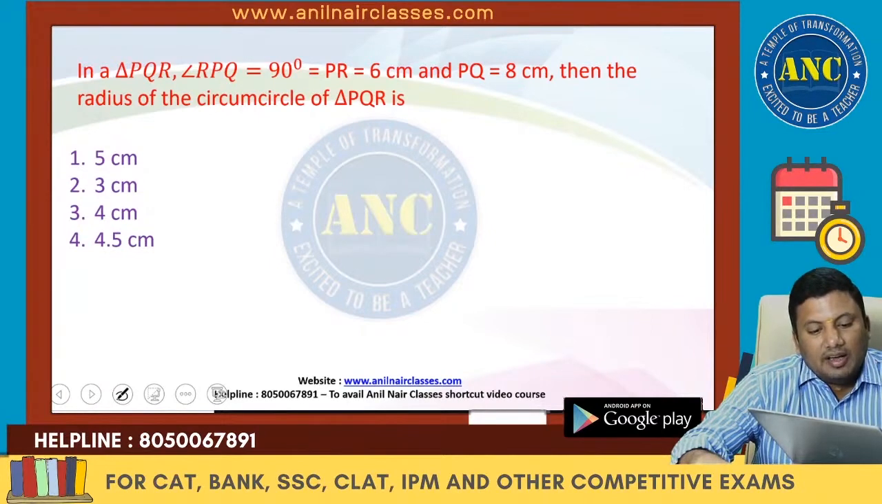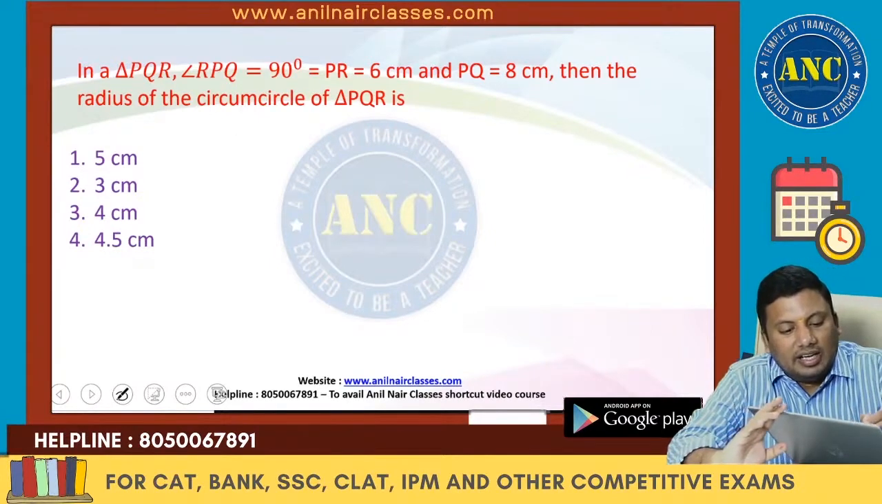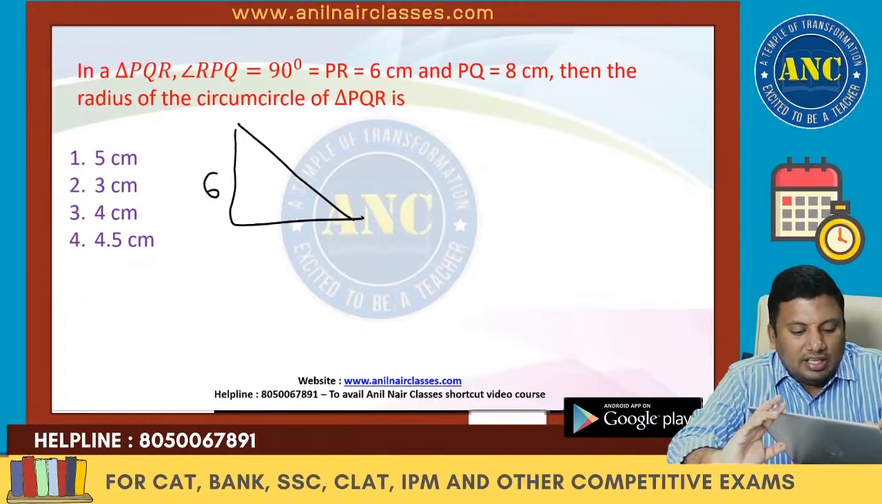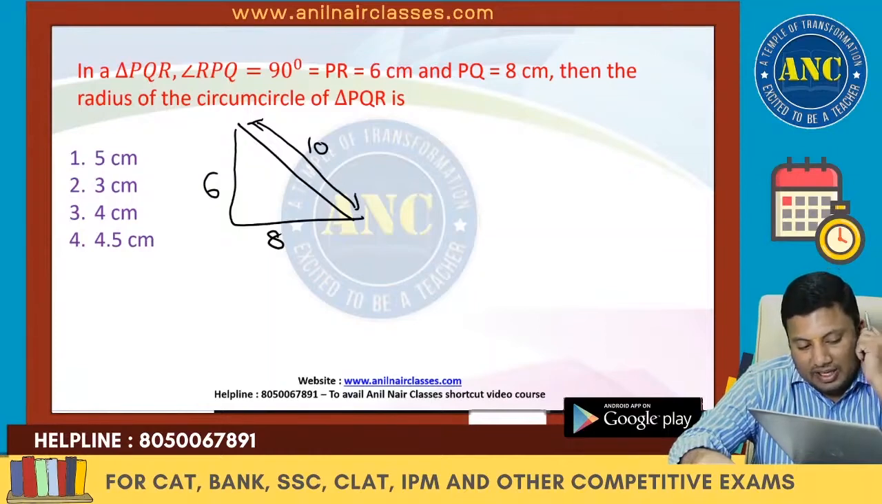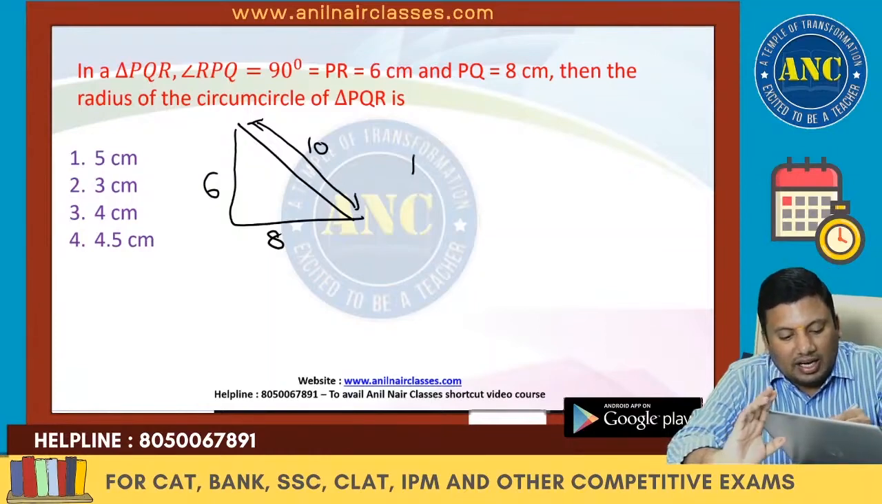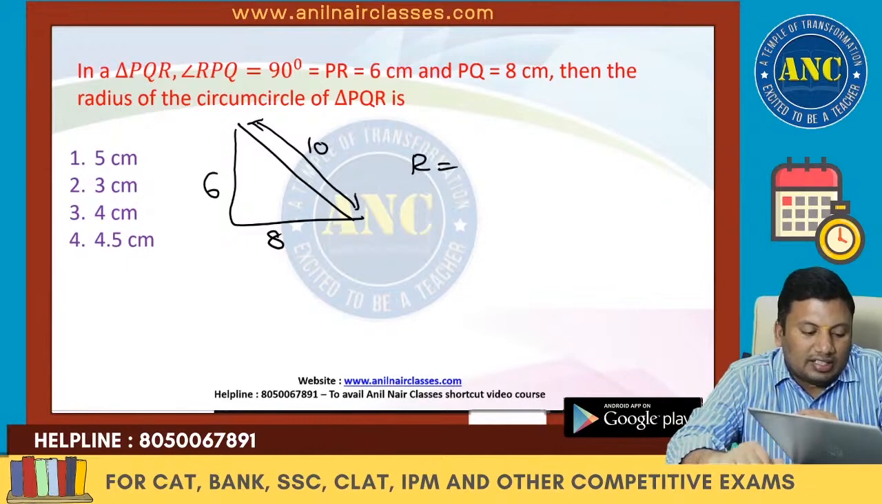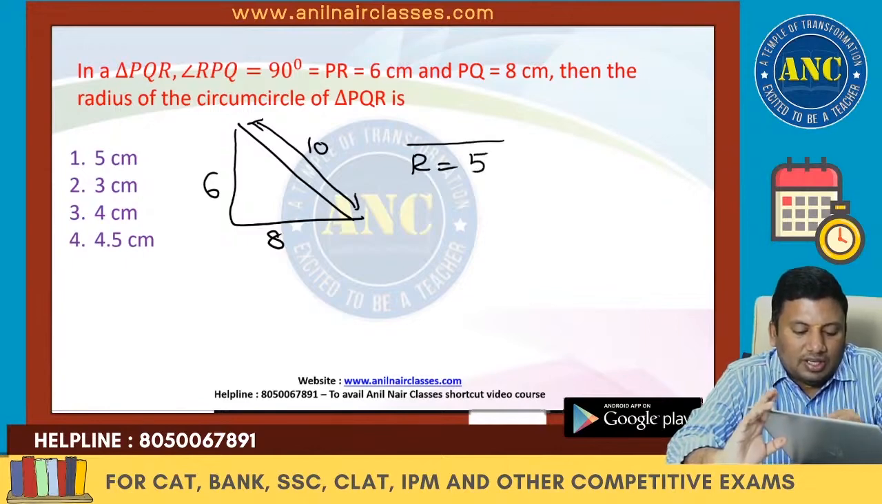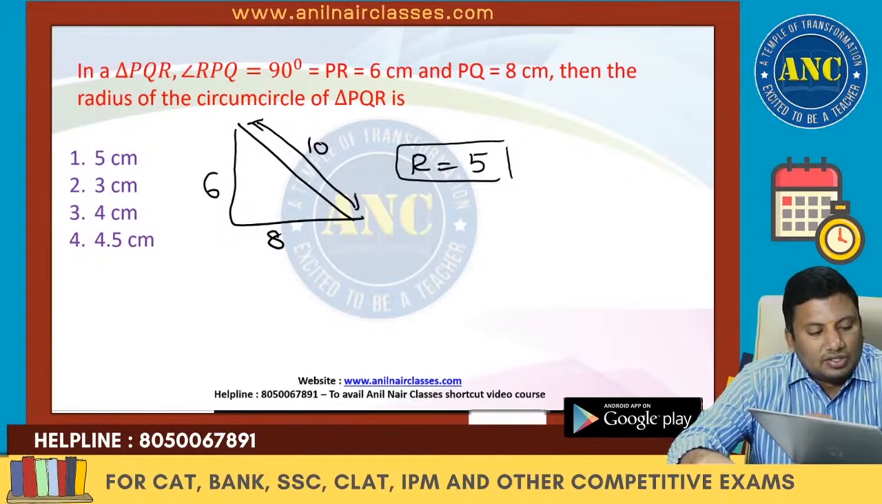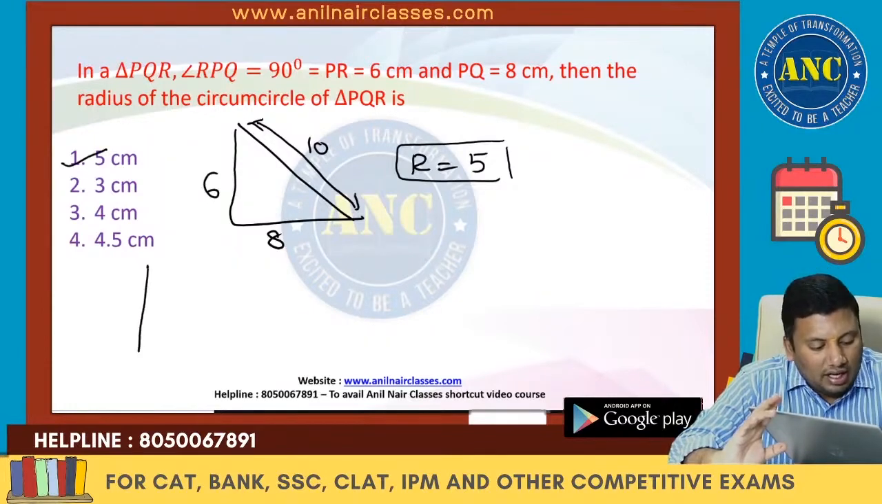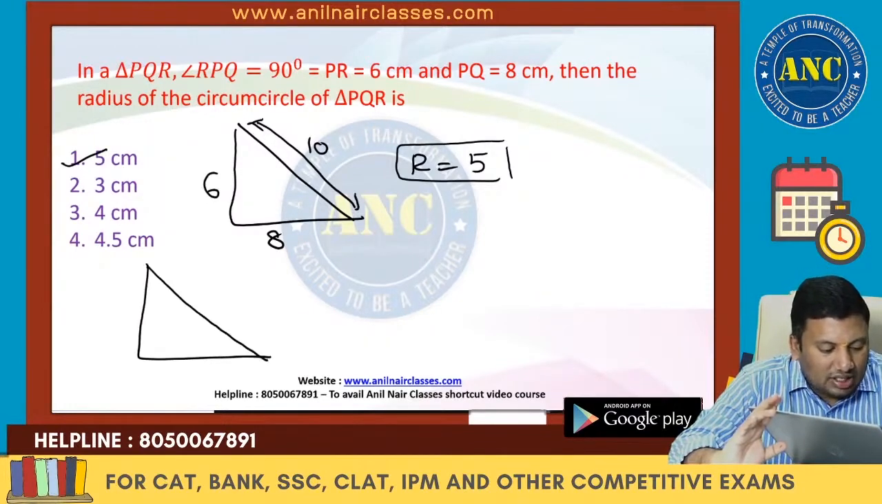Now see here, it is 90 degrees, this is 6, this is 8, this is 10. Now the circumradius is nothing but 5 units, right? So the answer is 5. Let us draw the circle.